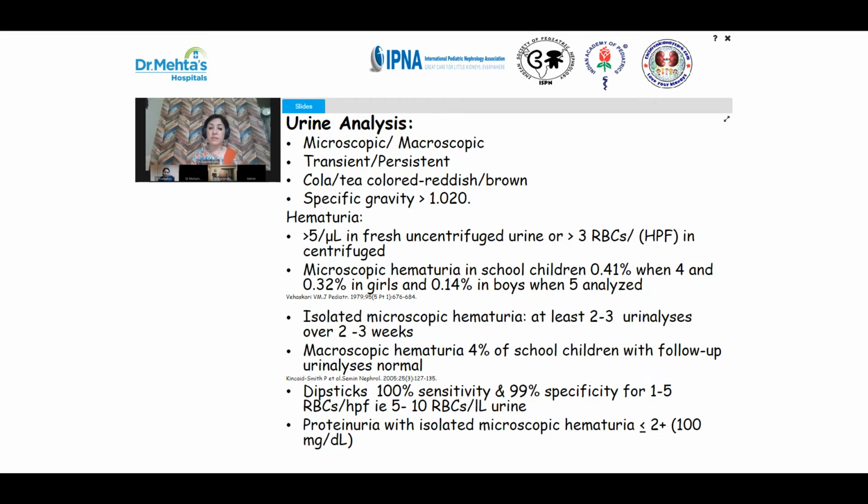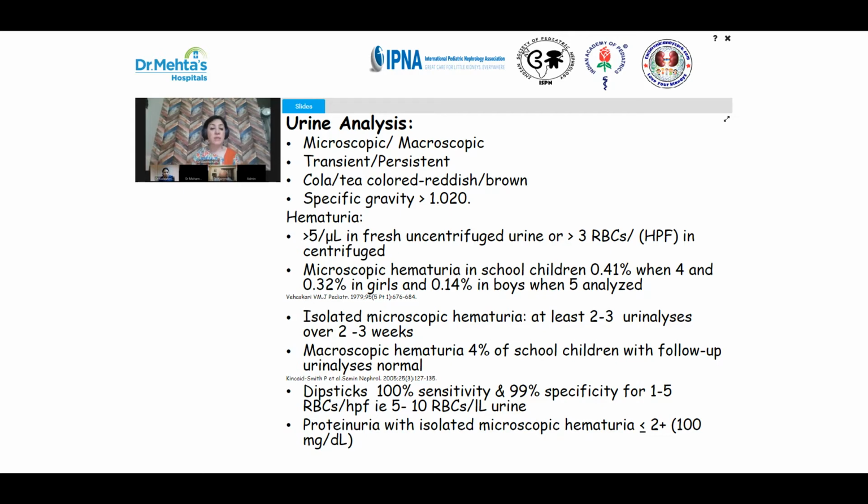found to be significant. Microscopic hematuria in school children was found to be up to the tune of 0.41%. But when more and more samples were analyzed, it was far less in percentage. And this is based on an old study because now routine urine analysis is not done in school children. And it is still practiced in some countries like Japan, Taiwan, etc.